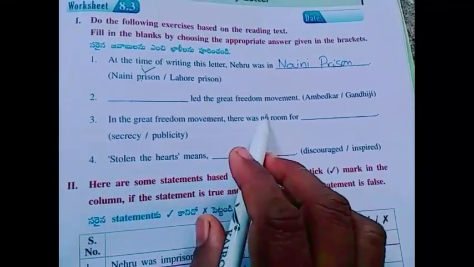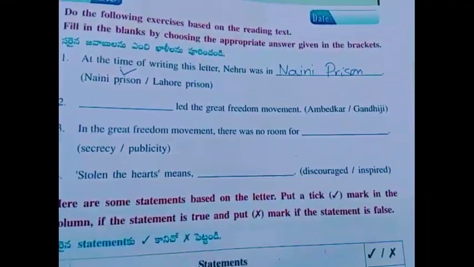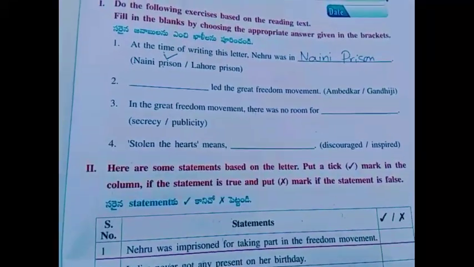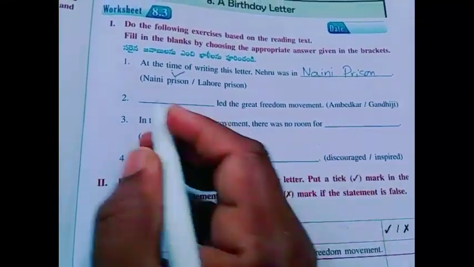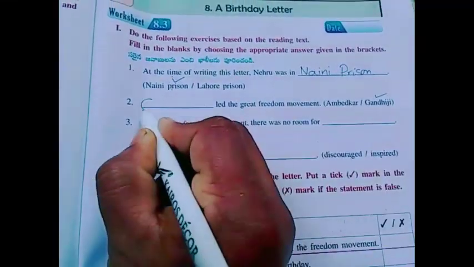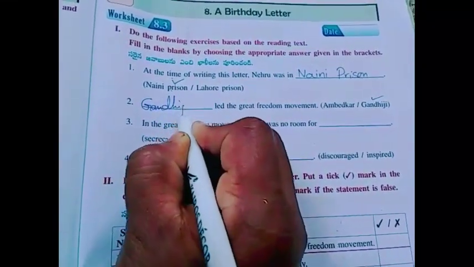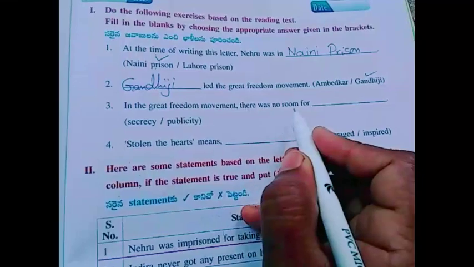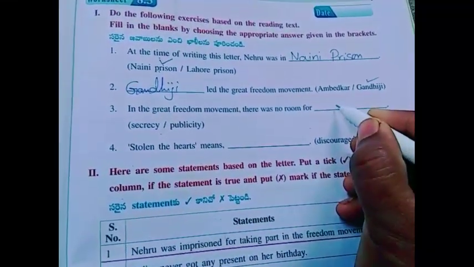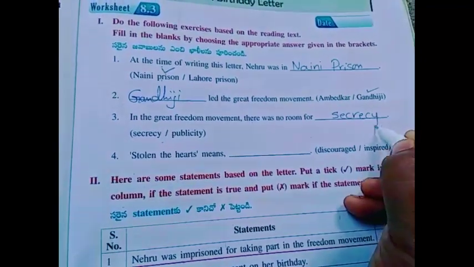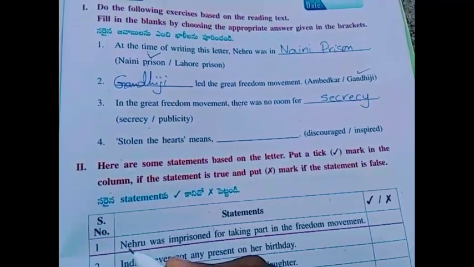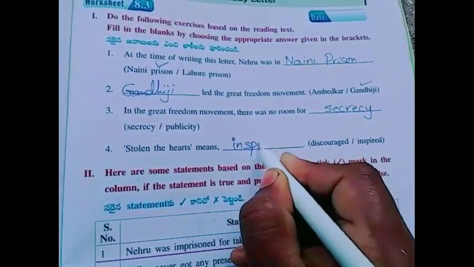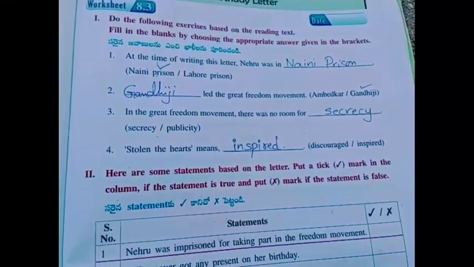Dash led the great freedom movement. Ambedkar, Gandhiji. The answer is Gandhiji. Who led the freedom fight? Gandhiji. In the great freedom movement, there was no room for secrecy. Stolen the hearts means dash, inspired. These are the answers.